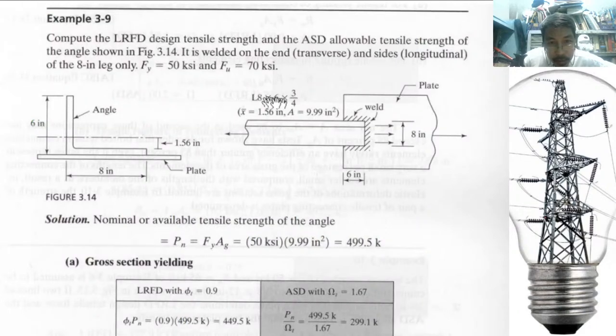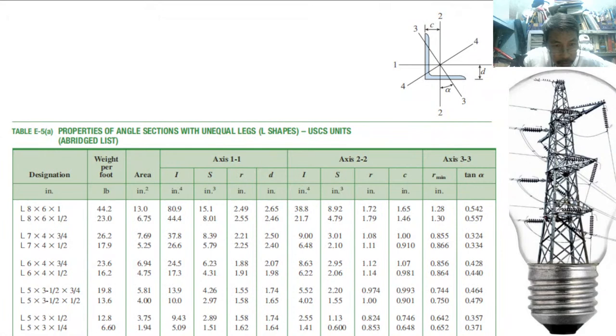So 8/6 by 3/4. What we have is 8/6 by 1/2. So we can just interpolate from the table, and I will show you. We are going to find the area. This is one, this is 1/2, so we can interpolate between 13 and 6.75. Let us proceed with the interpolation.